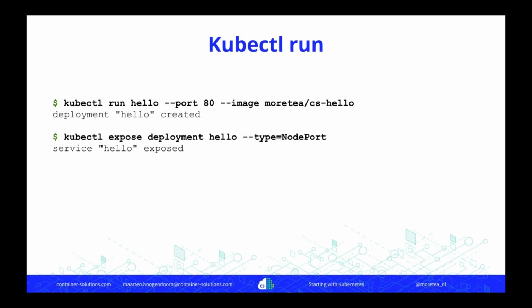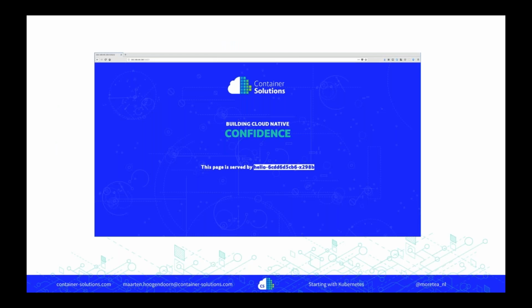Then I would really like to expose this application on the outside of my Minikube so that I can get access to it from my web browser. And once I've done this, I can indeed request Minikube to give me the address for this specific service that we have exposed. And if you visit this address, you will see a small page.